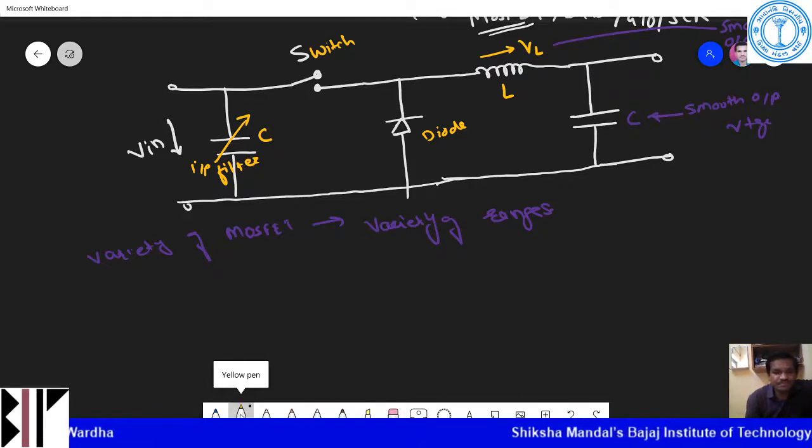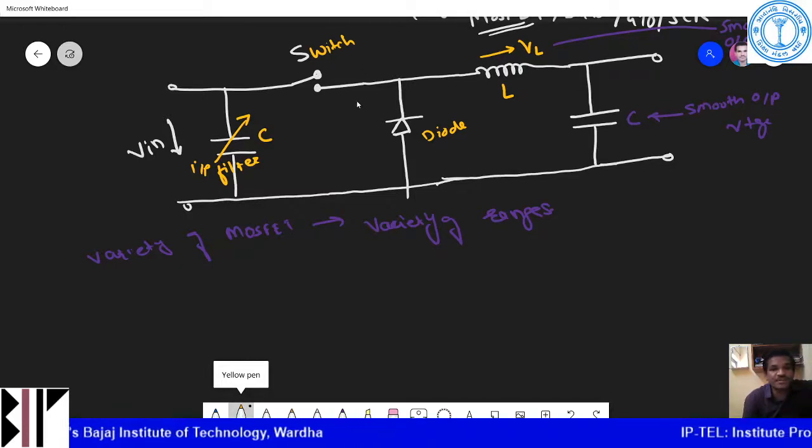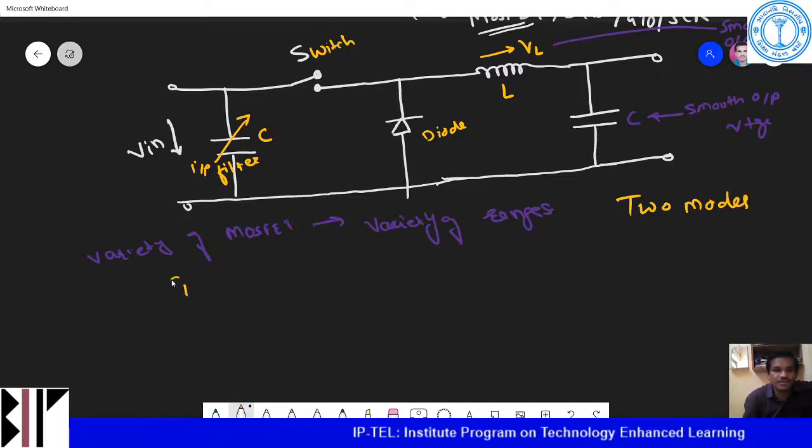Fine. Now, if you see the operation, maybe you have studied this, but I will explain what the modes of operation are. This MOSFET works in two modes of operation, so it has two modes. I will write this as my mode one.